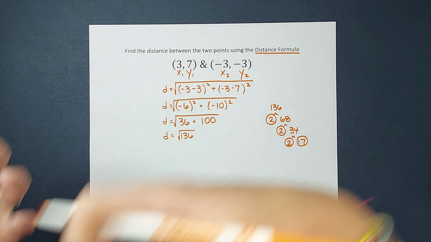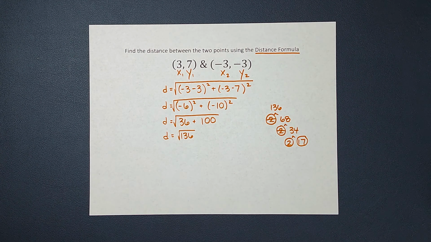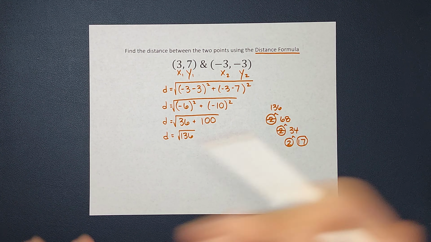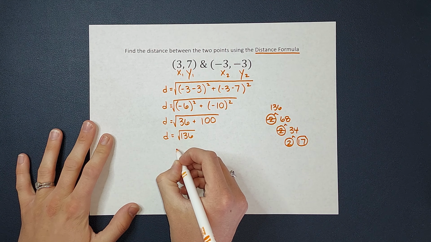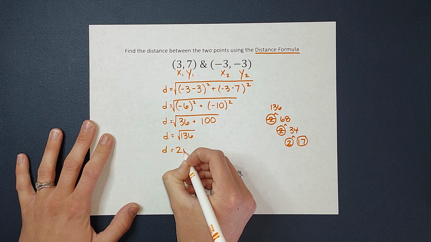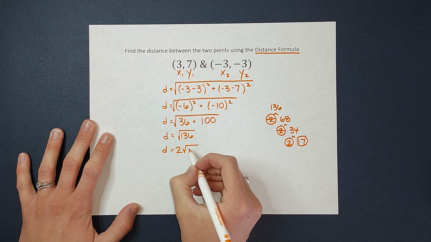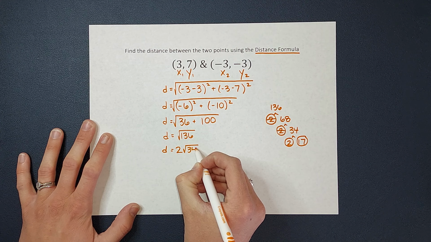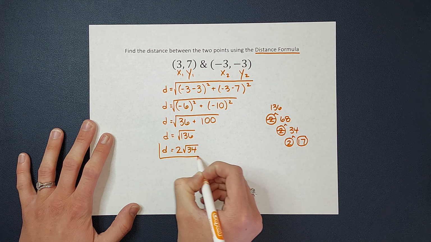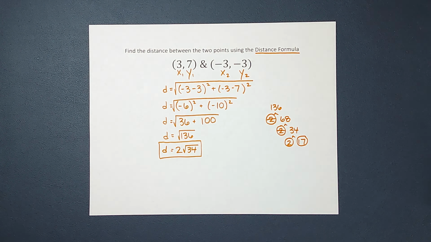Then I'm going to pull out any pairs that I have. So I have 2 2s, so I can pull that to the outside because 2 times 2 is 4, square root of 4 is 2. So I can pull that 2 to the outside, and what is left under the square root is 2 times 17, which gives me 34. So that is my square root simplified, and that is the distance between these 2 points.